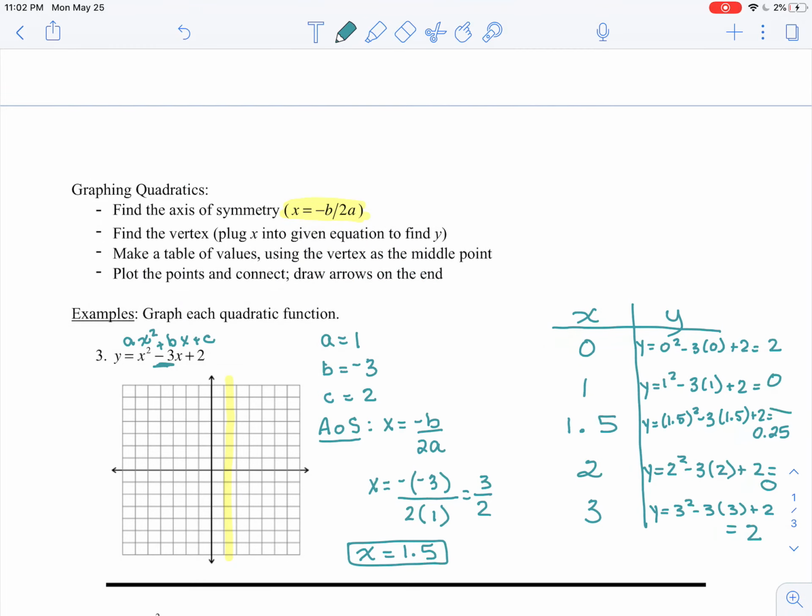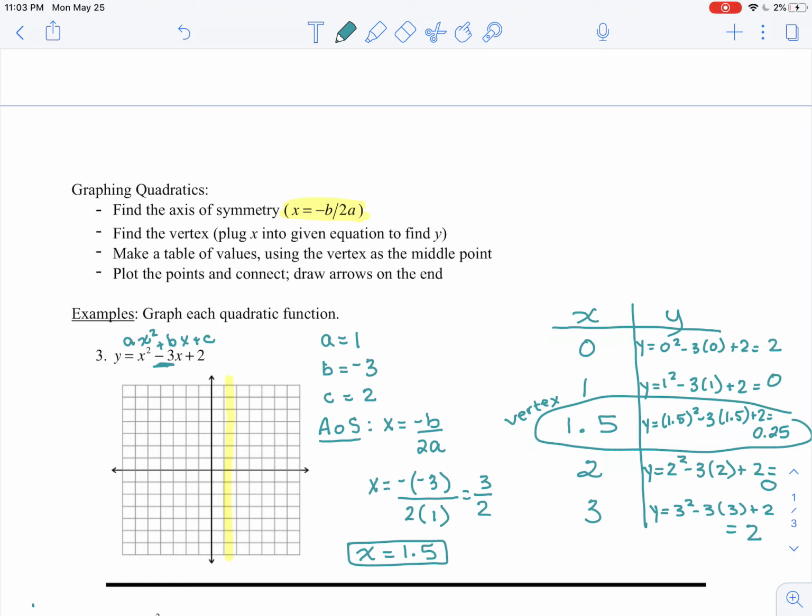You may notice that when you take a look at the values we came up with, around our vertex, so around this point in the middle here, notice that the y values are symmetric. They go 2, 0, -0.25, and then 0, 2. They repeat in the opposite order. That will happen every single time as long as you choose points symmetric around the vertex. So if that doesn't happen, there's some kind of mistake. You should go back and look at your numbers.